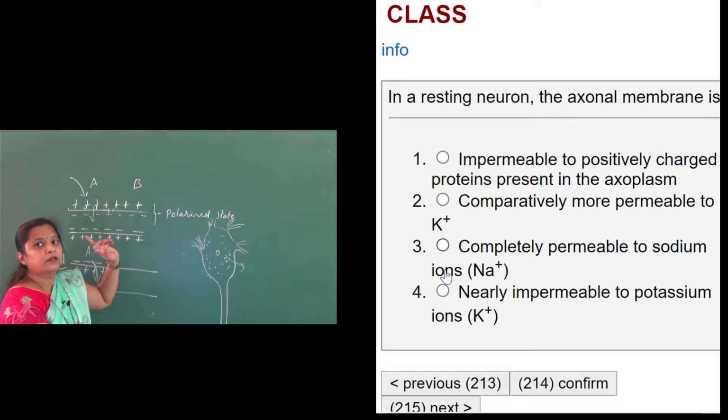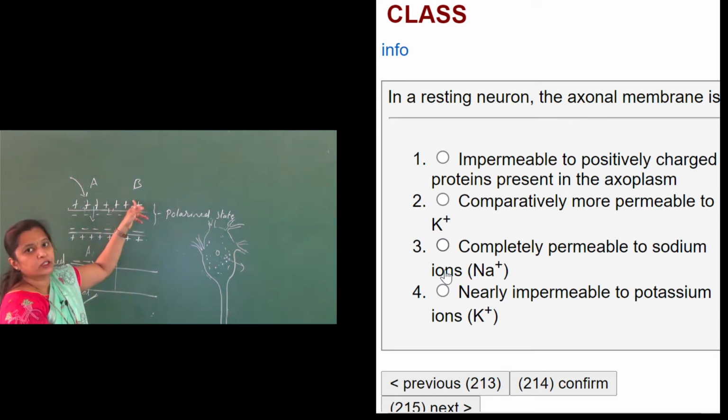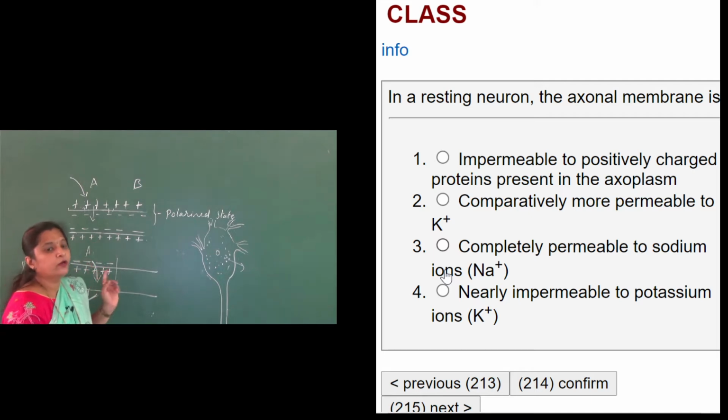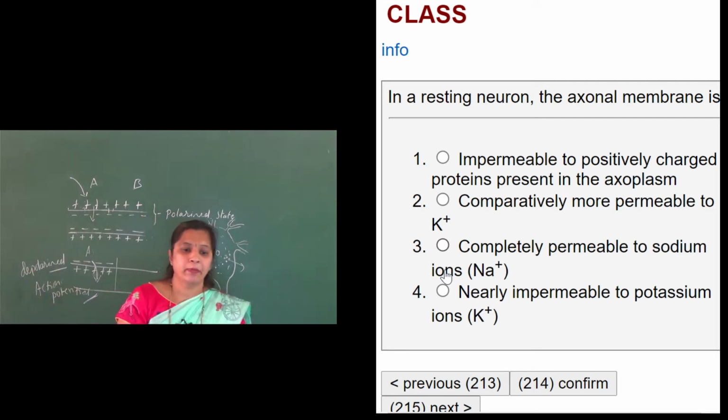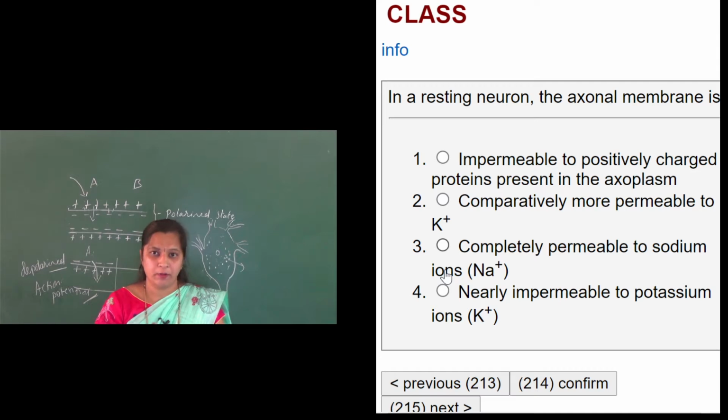Okay, and nearly impermeable to sodium ions, and almost completely impermeable to the negatively charged proteins which are present in the axoplasm. So that's why the axoplasm has a high concentration of potassium and negatively charged proteins, whereas the outside fluid, that is outside the axonal membrane, has a high concentration of sodium ions. So in a resting neuron, the axonal membrane is comparatively more permeable to potassium ions.